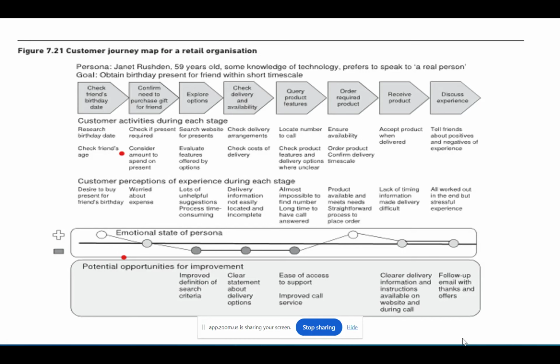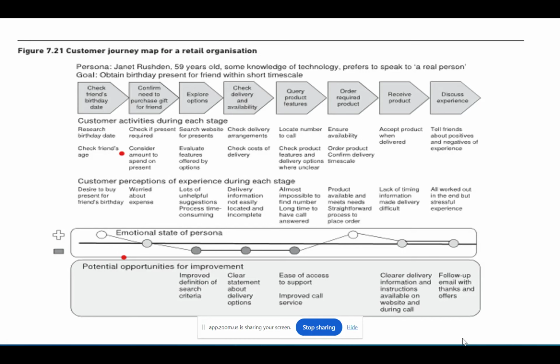You can see each column has the customer, who is Janet. It has all what she's doing, what she's feeling, her emotional state. So she's exploring options. She's checking your website. Perhaps this is like an Amazon type website, and she's checking to see if they have presents for her friend. Remember, it's a specific person looking for a gift for a specific person within a specific date.